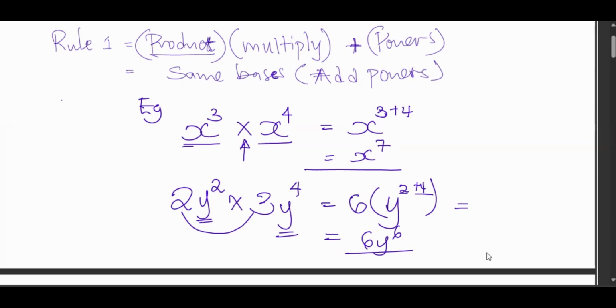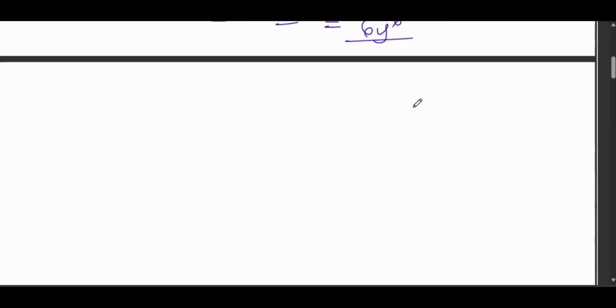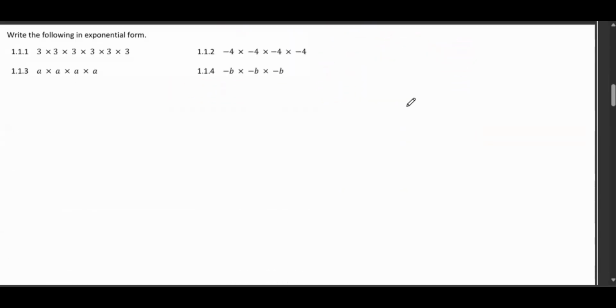All right, let's look at possible questions here. First and foremost, we shall look at what we call the expansion. Here we say, write down the following in exponential form, meaning they want you to write the answers in power form. So, let's look at the solution for 1.1.1.